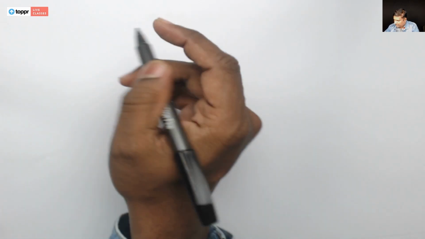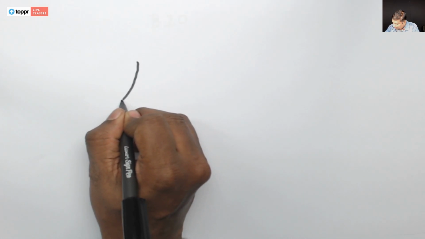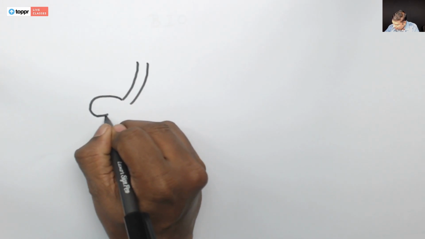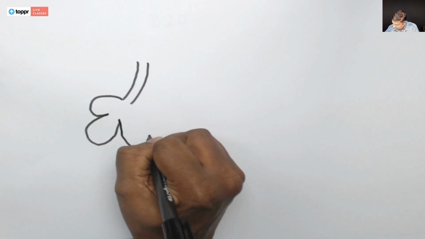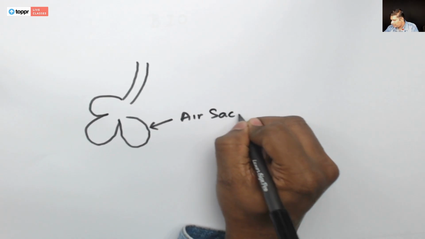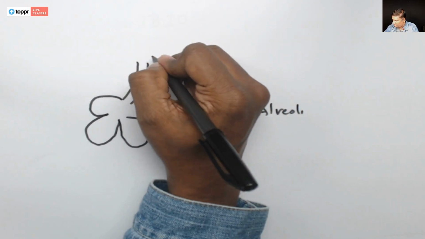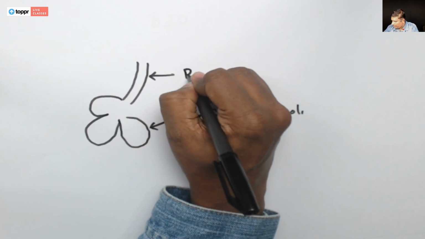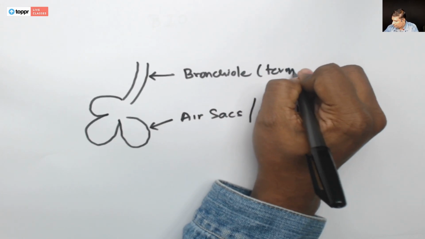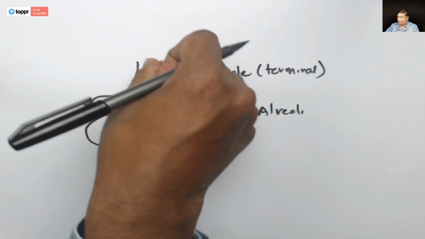Okay, now if you look at the actual events, we all know that at the end of the bronchioles you have many bulging structures like this, which are your air sacs, and these air sacs are nothing but your alveoli. This is your bronchiole, terminal bronchiole.